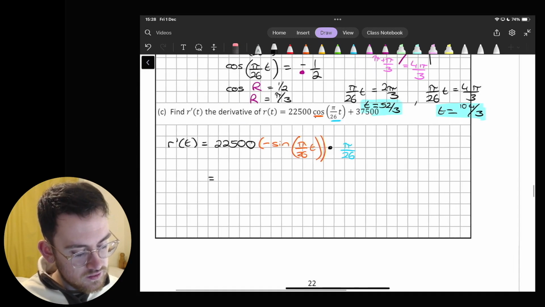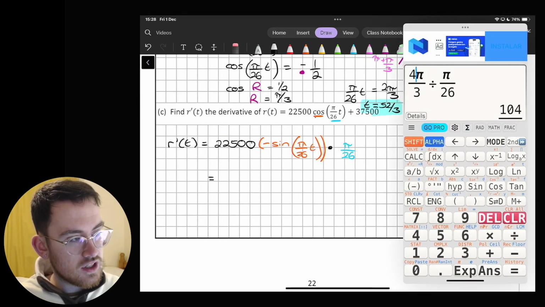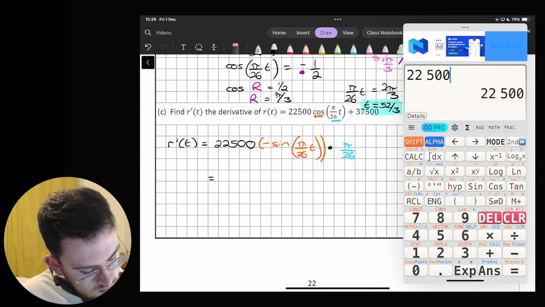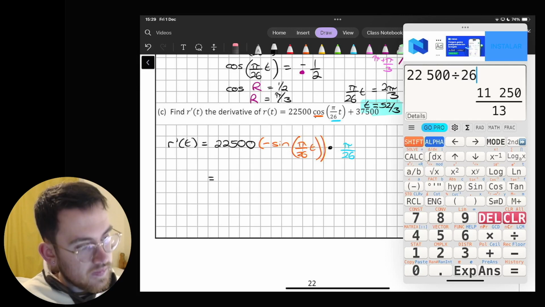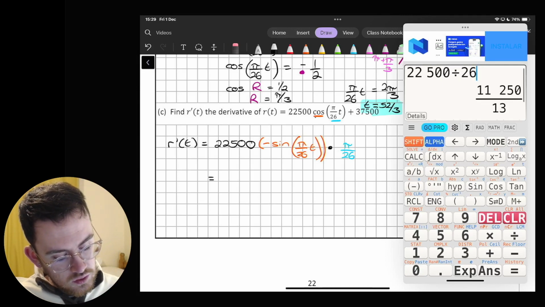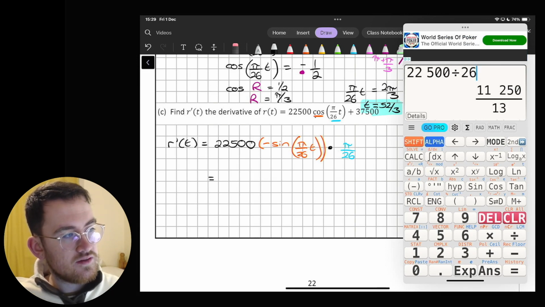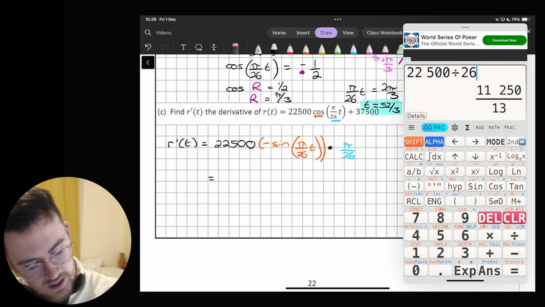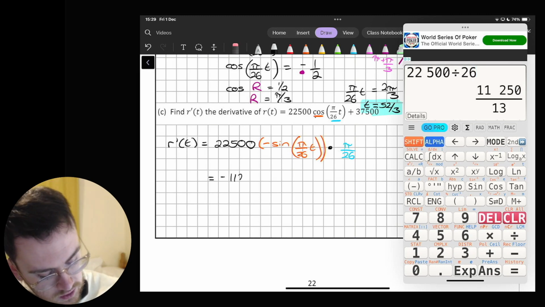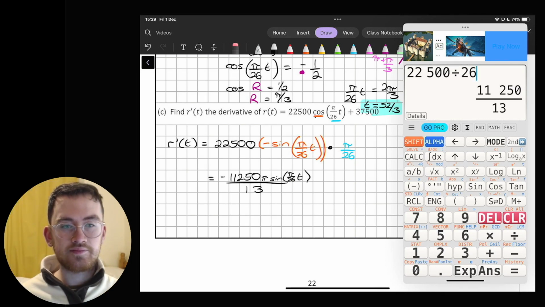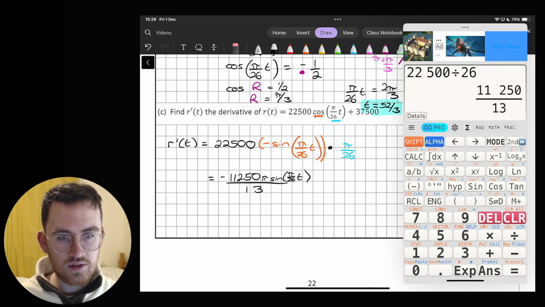So organizing all of that out then, and rearranging accordingly, we get 225,000 divided by 26 there, which is not really giving me anything too exciting, to be quite honest. But let's rewrite it in that form regardless. So minus 11250 over 13 pi sine pi over 26t. Okay, so the general idea there still holds the whole way along.